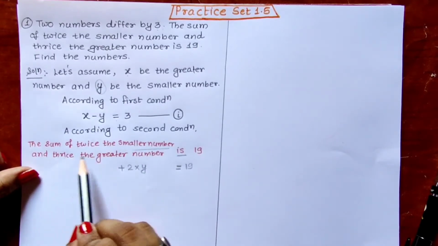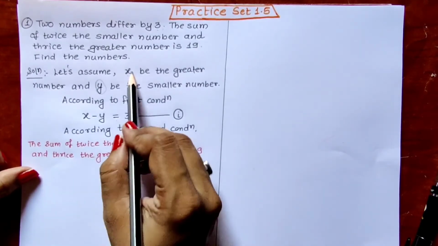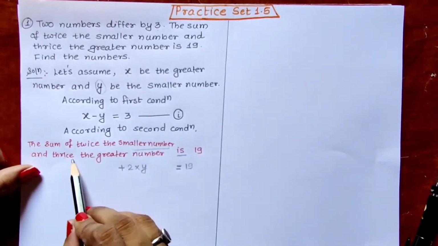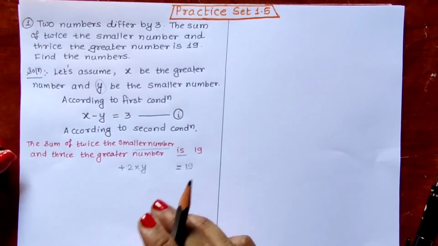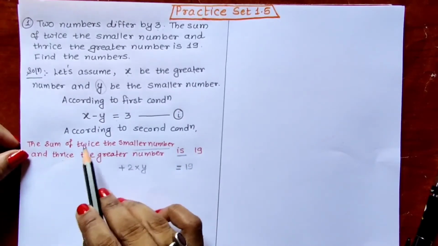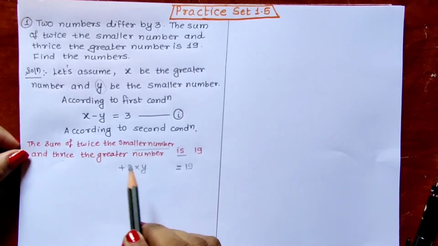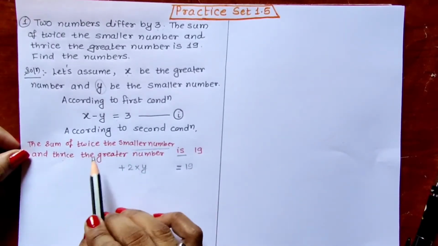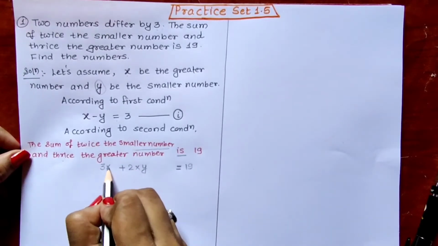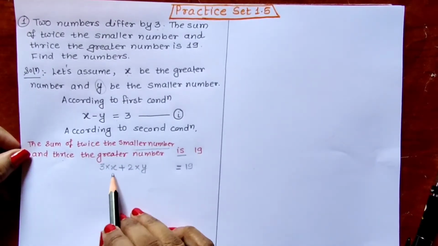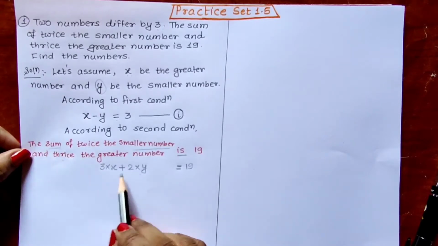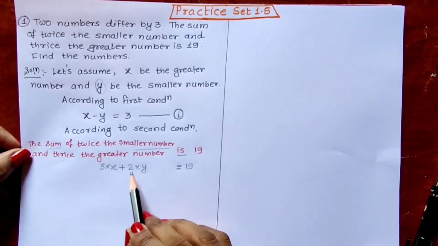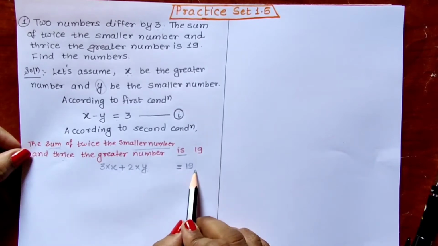And thrice the greater number. The greater number is x, and thrice means 3 times, that means 3 multiplied by x. Thrice means 3 times and twice means 2 times. 2 times the smaller number means 2 multiplied by y, and thrice the greater number means 3 multiplied by x. So in this way we have got our second equation: 3 multiplied by x, that means thrice the greater number, plus, sum means plus, twice the smaller number, 2 multiplied by y, equal to 19.